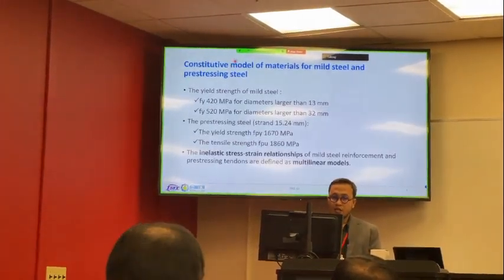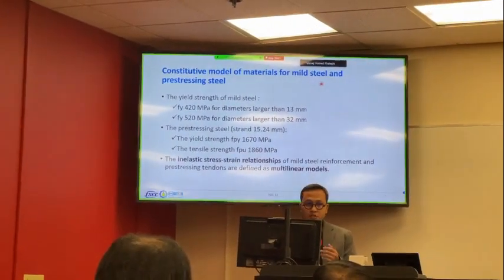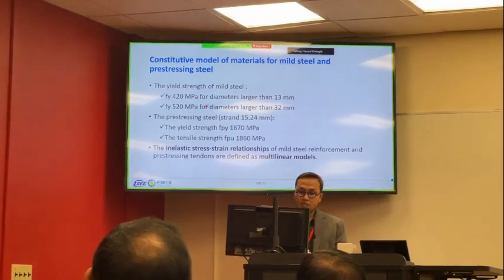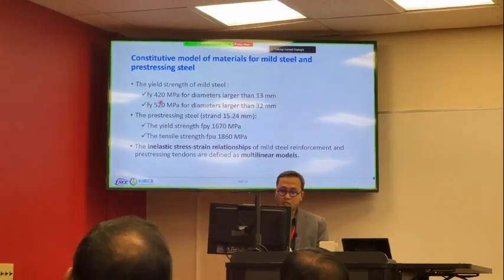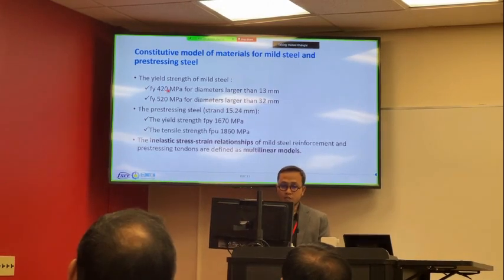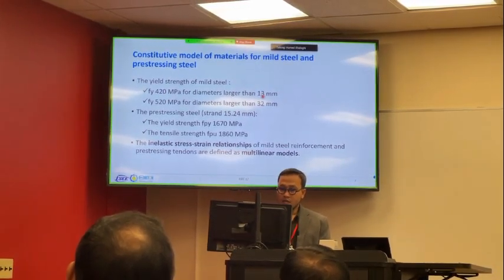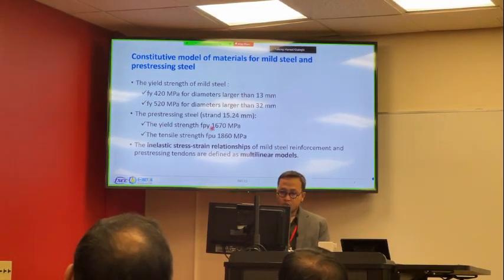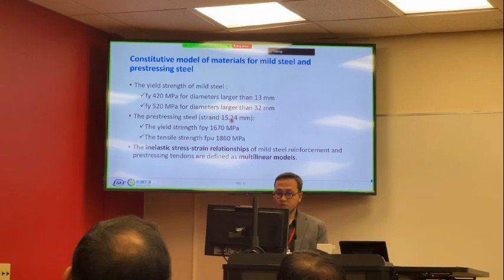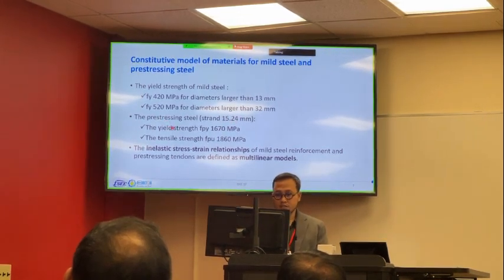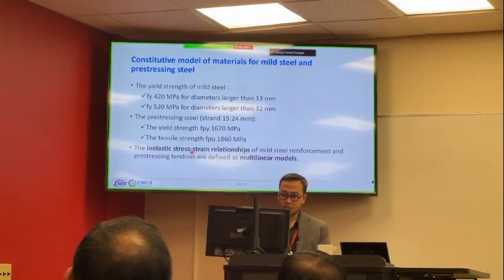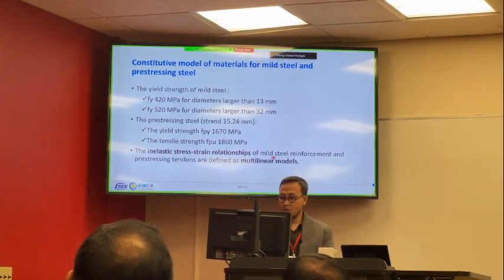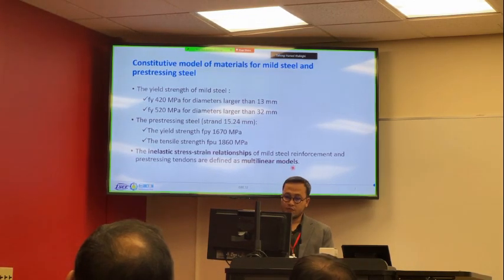Okay. The next is the constitutive model for the steel and also the prestressing steel. First is the mild steel, we have the ordinary steel, 420, for diameters larger than 13 millimeters, and we also use the 15.24 millimeter strand for prestressing steel, with the following characteristics. And then for the properties in the elastic stress-strain relationship, we use multi-linear models for the plasticity.